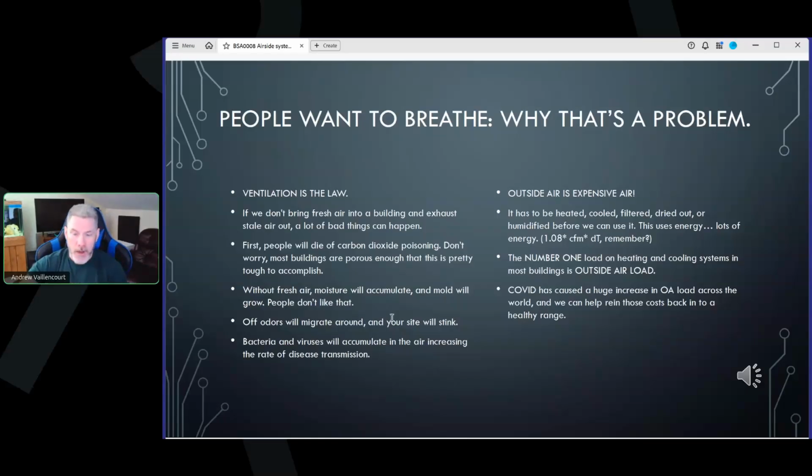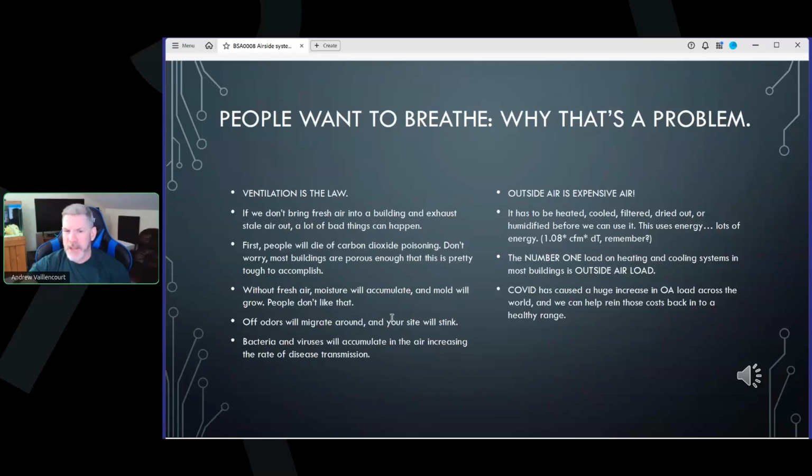Also, odors will migrate around. My favorite example is when you go to the grocery store. Do you smell the fish department? No, you don't, because they move a lot of air through the fish department, so you don't smell it. The bakery, on the other hand, you'll smell right away. All of that's intentional, people. That's manipulating your airside system. That grocery store probably handles 500 to 1,000 pounds of raw dead fish every day, and you never smell it.